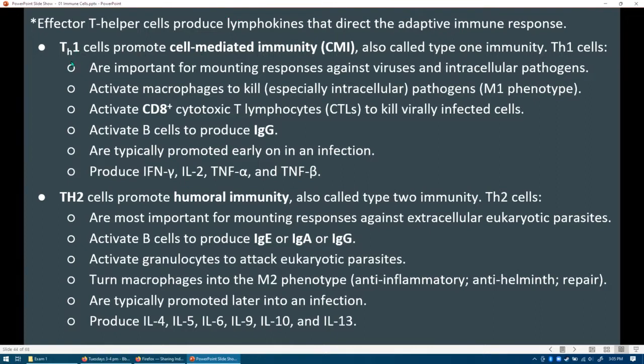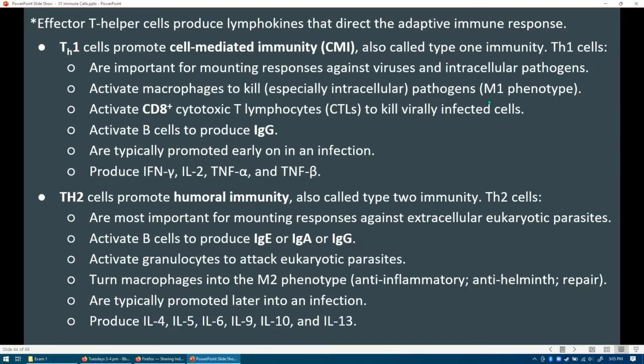The first kind of T helper cell is the Th1 cell. These are cells that promote cell-mediated immunity, which is one of the modules of immune defense. Sometimes you'll hear this called type 1 immunity because it's Th1, right? Th1 cells are super important for mounting responses against viruses and anything that replicates inside cells. So if the infection is inside of a cell, then a Th1 response is going to take care of it. What they do is activate macrophages to kill pathogens that have been taken up. They provide macrophages with interferon gamma, a cytokine that greatly activates macrophages.